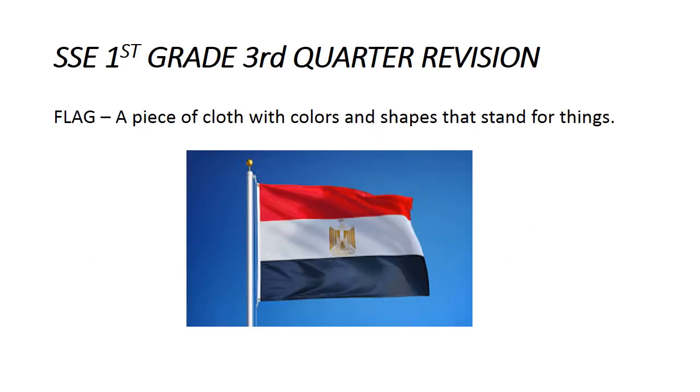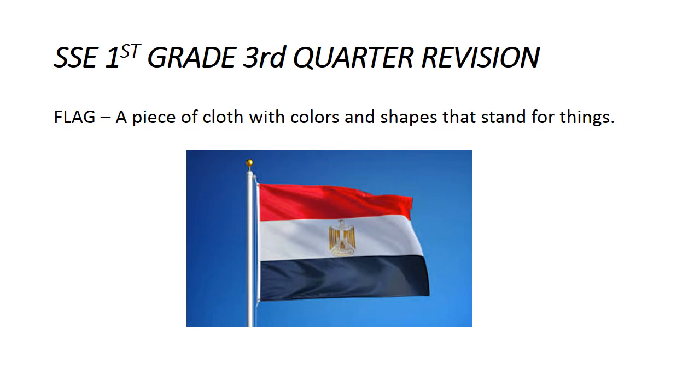So we learned through this quarter about country, about state, about symbols, and we must speak about American symbols, but at the time when we mentioned some symbols, we spoke about our country, about Egypt. For me it's important that you remember, that you know what is a flag. A flag is a piece of cloth with colors and shapes that stand for things. Each country has a flag. Every country has a flag.